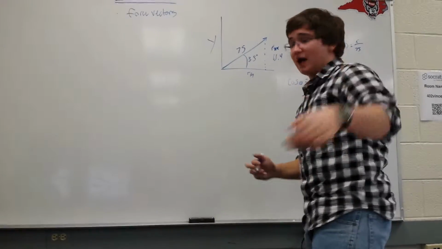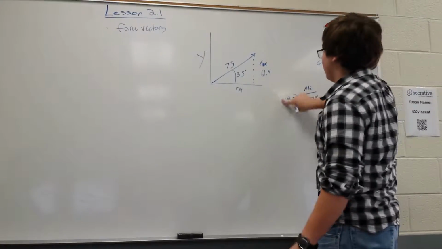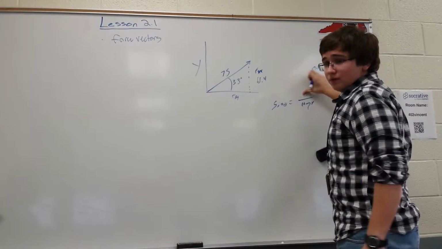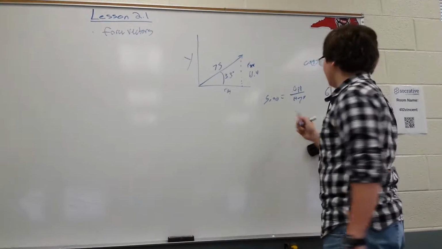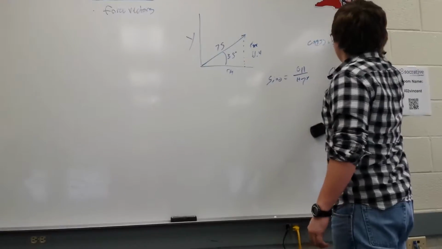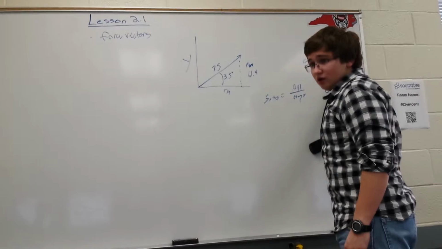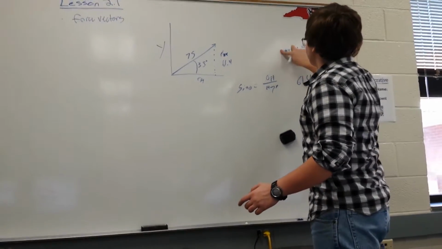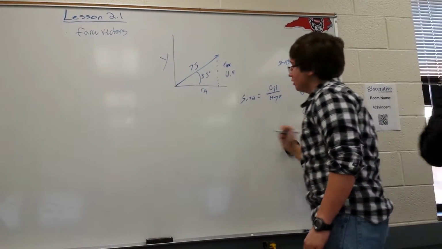Next you use sine, which is the same thing, except you're using sine. And this is opposite over hypotenuse. So then this would be opposite, and it's the same principle, except sine. You multiply and you get 43.